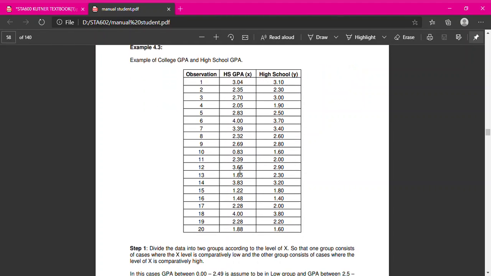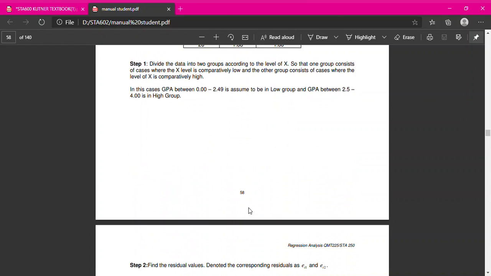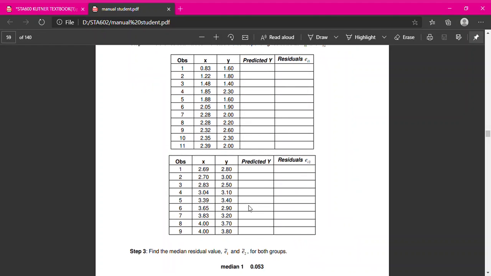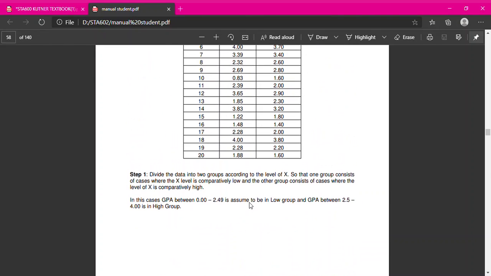This is the data that we have. We have Y, then we have X: the X column, then the Y column. So first, what we need to do is separate it into 2 groups. It says here, divide the data into 2 groups. In this case, a GPA between 0 to 2.49 is assumed to be in the low group, and a GPA between 2.5 until 4 in the high group. So we have 2 groups, low group and high group.